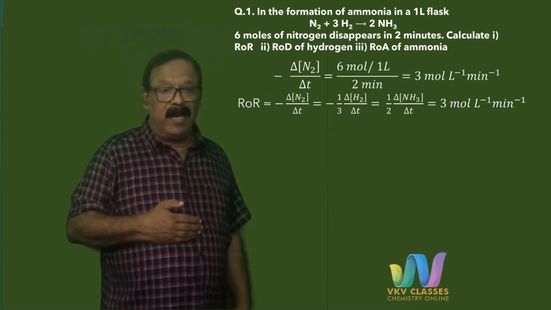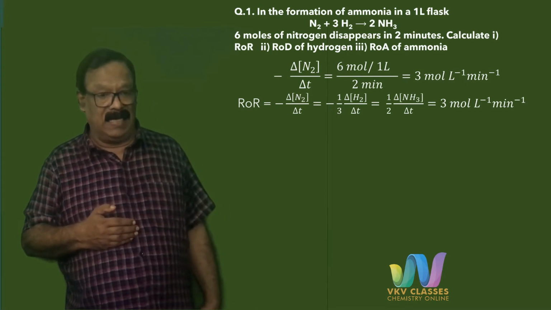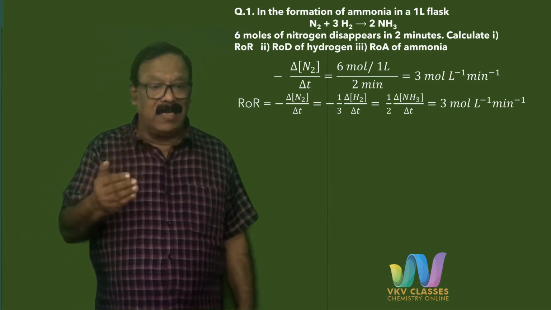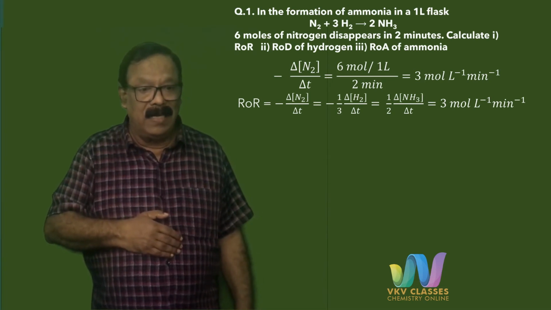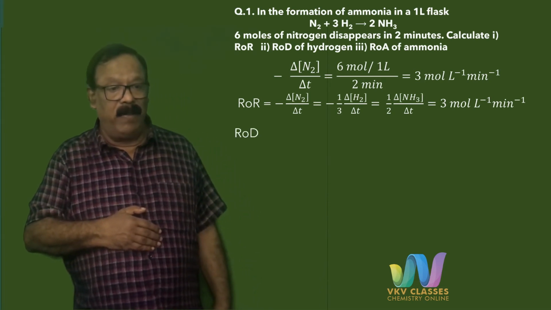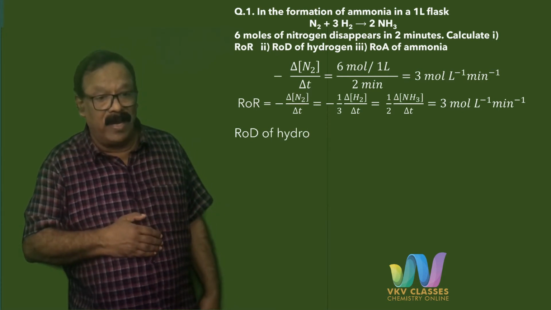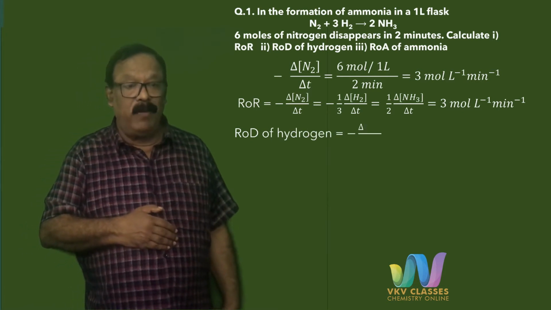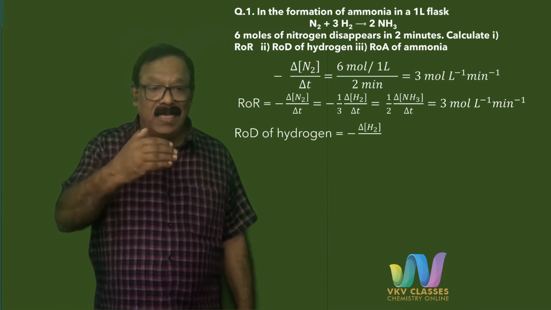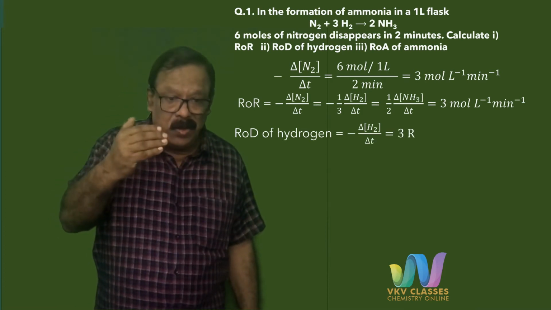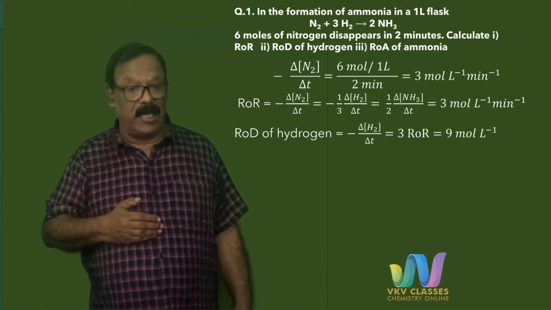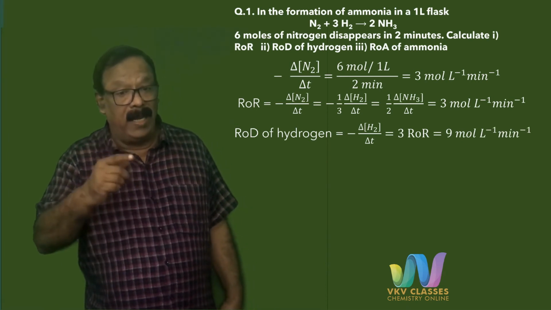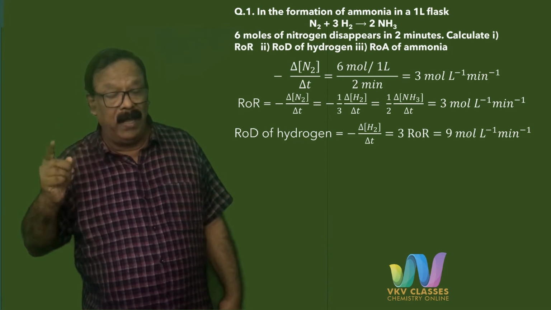We come to the rate of disappearance of hydrogen. How are they related? Hydrogen disappearance is 1 by 3rd rate. So what will be the rate of disappearance of hydrogen? It will be equal to minus delta H2 by delta T. This will be 3 times the rate of reaction and will be equal to 9 mole per liter per minute.